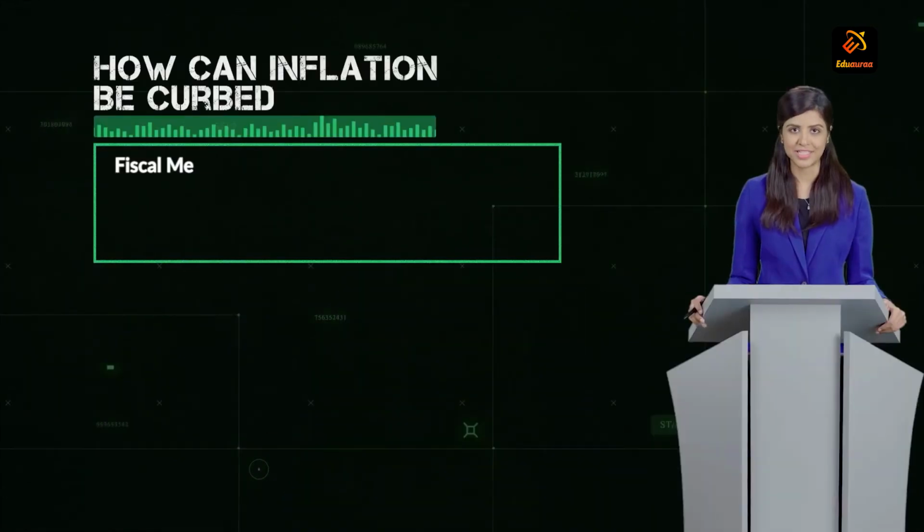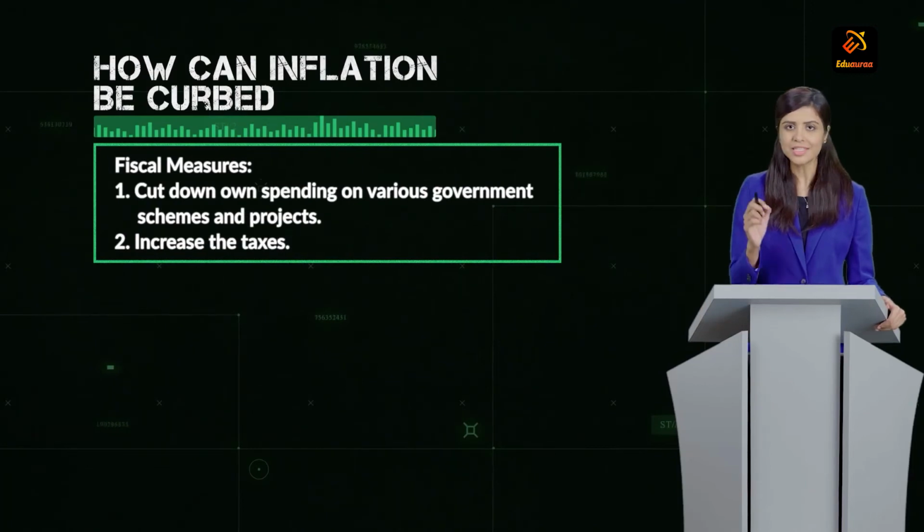Another important issue in a country like India is the large presence of the unorganized banking sector. Because of this, the Reserve Bank of India is not able to control a large part of the banking sector in the economy. I hope you are clear with these points. Now, once you are clear with the monetary measures, let us try to understand what the fiscal measures are.